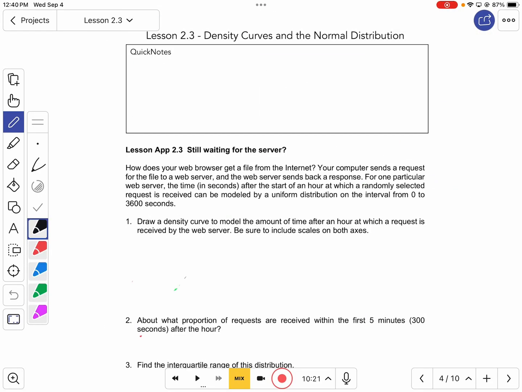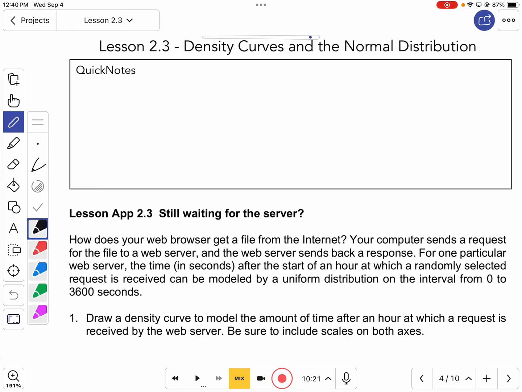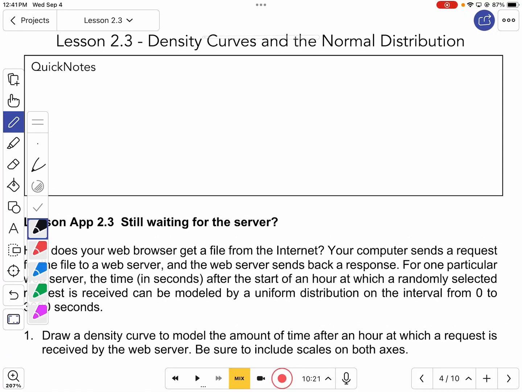All right, rock and roll. So let's organize this a little bit and then look at what the problems are going to look like. Okay, so here's the thing we need to remember. Learning target 1 is about that uniform density curve.